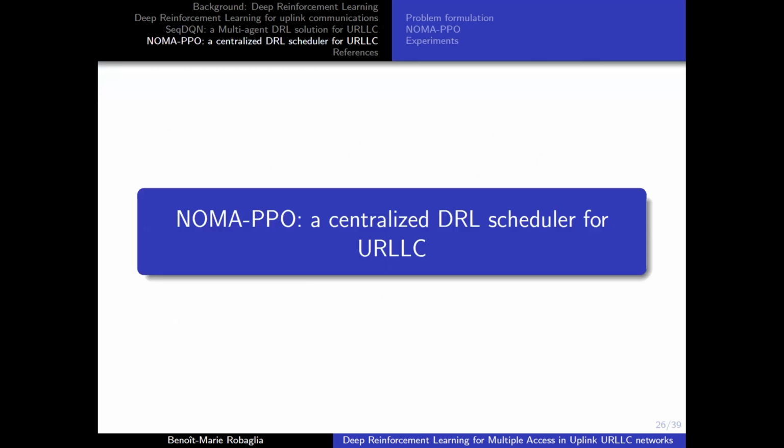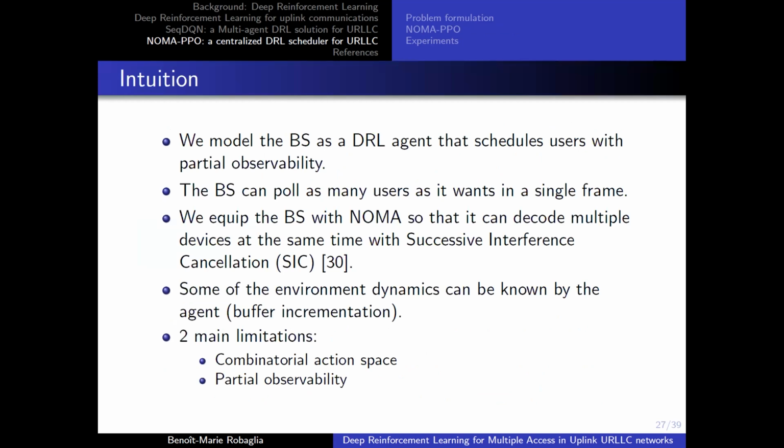Now I'm going to show the other approach, which is NOMA PPO. In this approach, we take the base station as a reinforcement learning agent, and it can schedule as many devices as it wants. Because the main issue with the centralized approach is that it doesn't know when a device has a packet. Even if it can estimate the probability of someone having a packet, it doesn't know. So it's hard to be URLLC. But what if it can select multiple users? If some users have a probability, I just poll everyone.